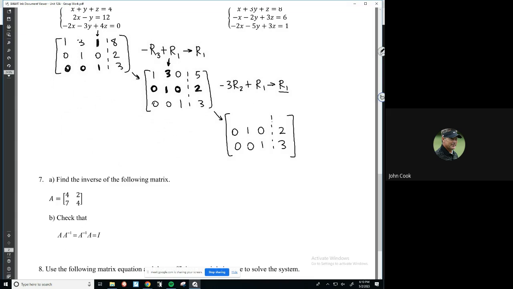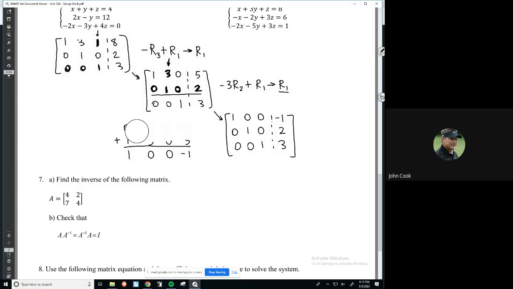I'll do my algebra off to the side. -3 times row 2: I take 0, and all this stuff multiplied by -3, so I get 0, -3, 0, and -6. Then I add that onto row number 1, which is 1, 3, 0, and 5. By adding them together, I get 1, then -3 and 3 is 0, 0 and 0 is 0, and then 5 minus 6 is -1. So here's what I end up with: 1, 0, 0, -1.